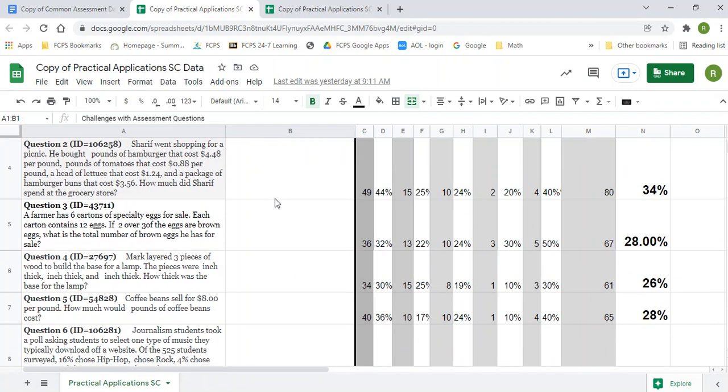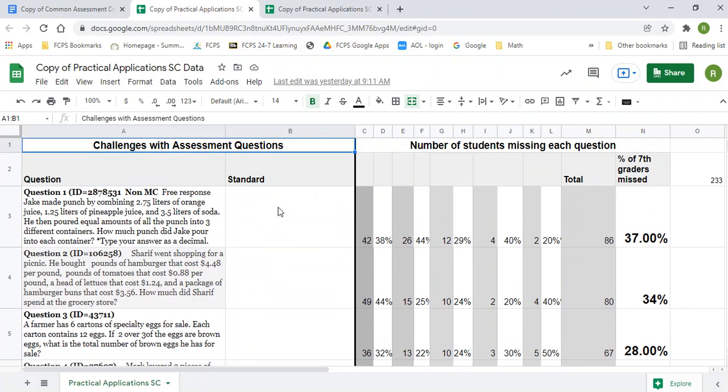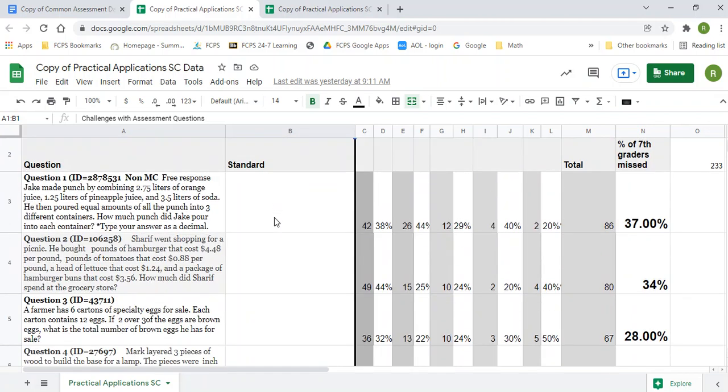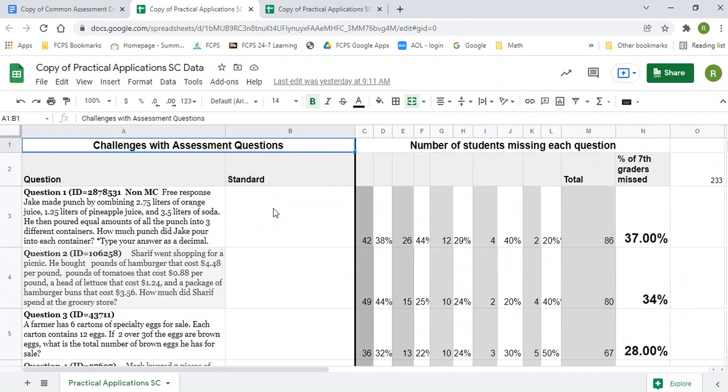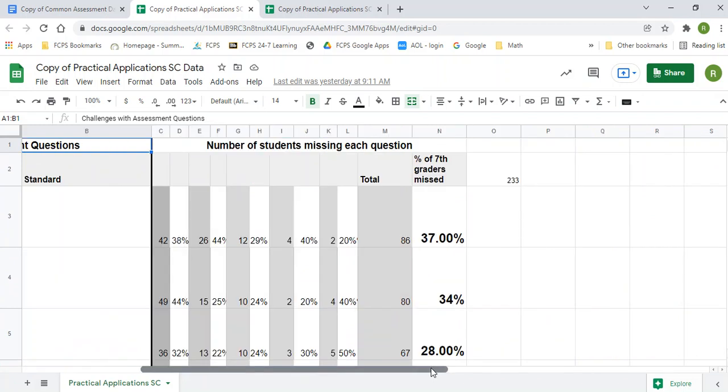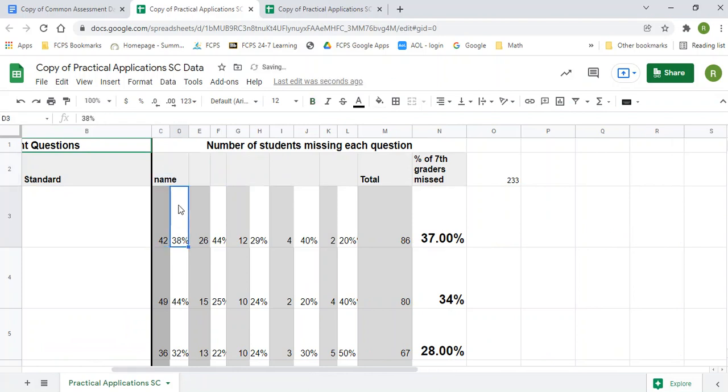The standards would be listed here. I did take them out here because I didn't necessarily want the CT's name on here, so you could list the standards. This next part is very telling, at least it was for me. You would list the teacher's name here, and then it would list the number of students and the percent. So if you look, it says number of students missing each question, the percent of seventh graders missed, and this is the number of students who had taken the assessment.